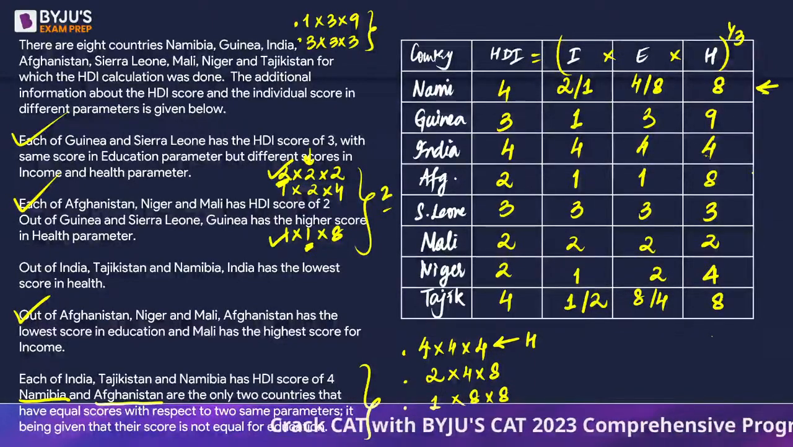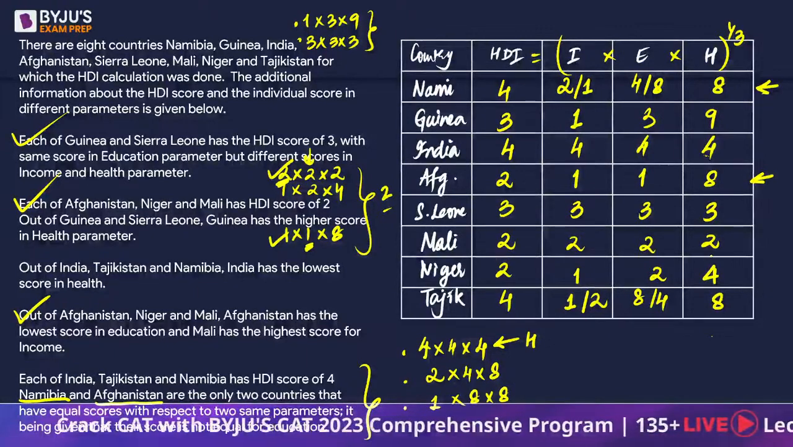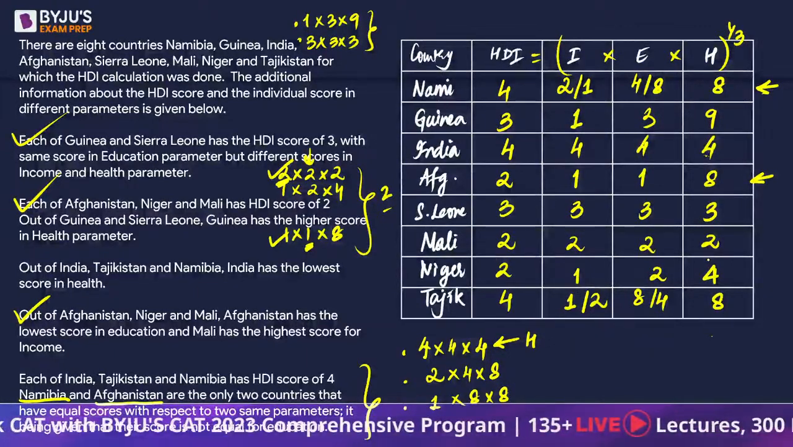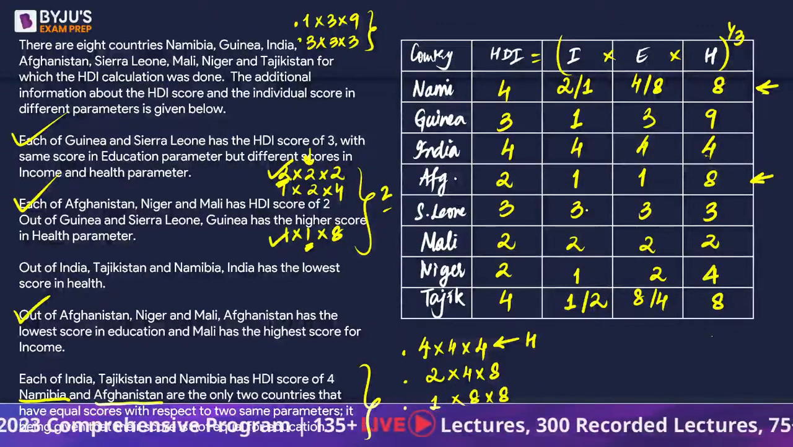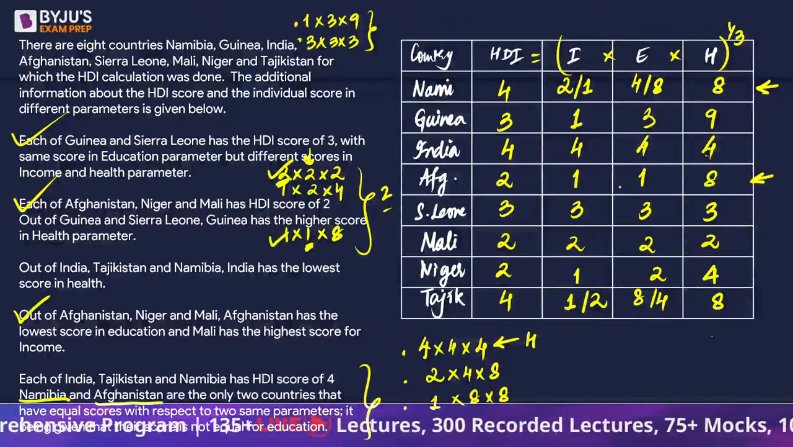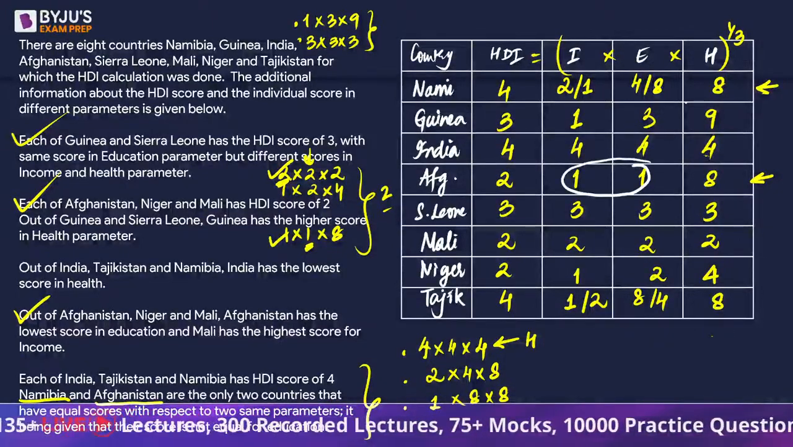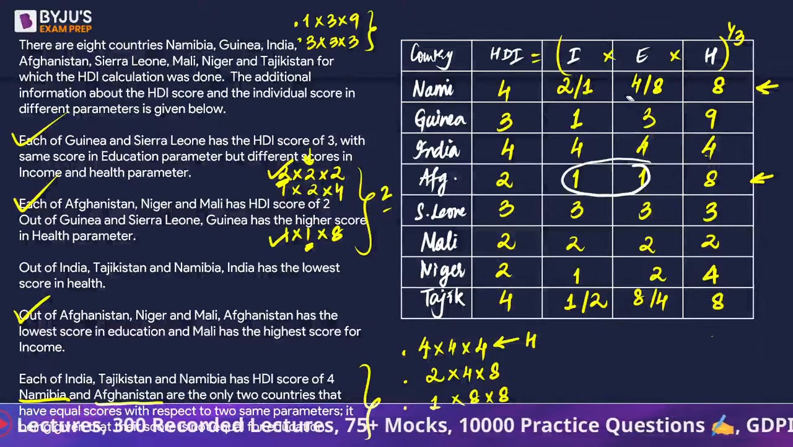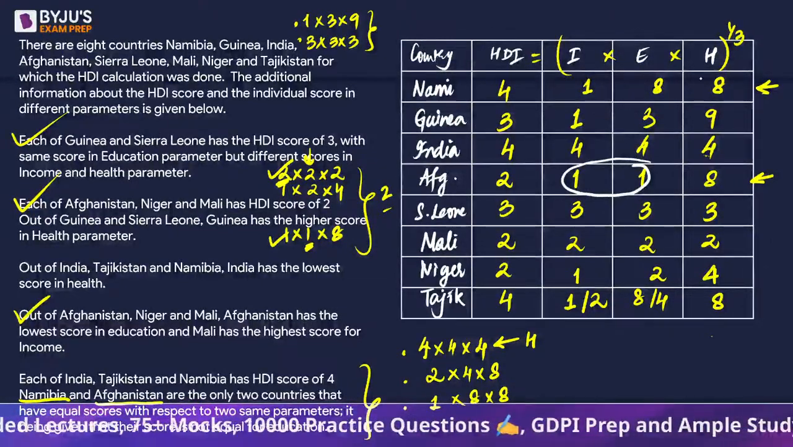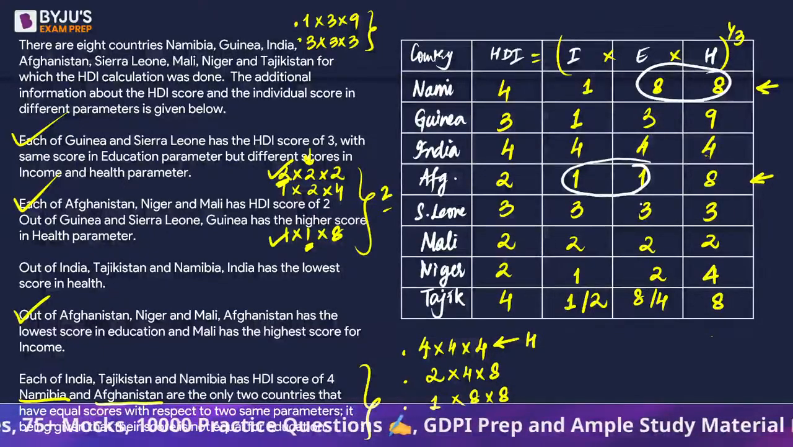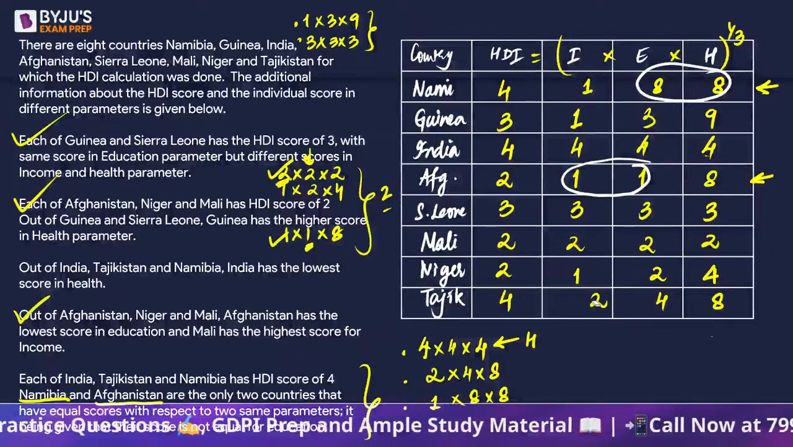Namibia and Afghanistan are the only two countries that have equal scores with respect to two same parameters. So these are the only two countries where the value of two parameters is the same. So that means Namibia is going to be 188. Wow. Afghanistan, Tajikistan. That means this is going to be 248.